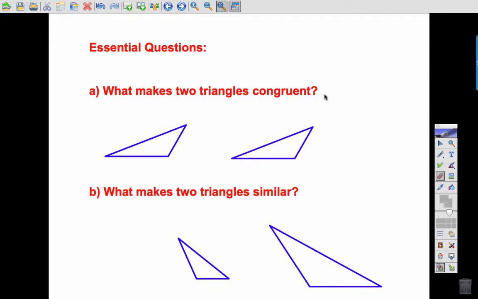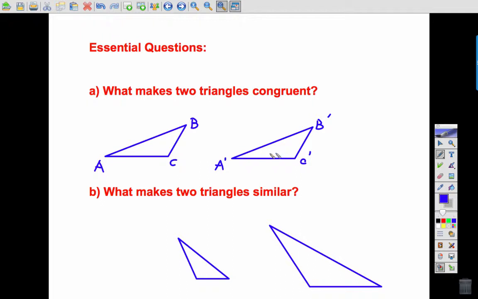This video will cover your textbook 6.4 and 6.5. Let's start out by looking at these two triangles. These are two congruent triangles, triangle ABC and triangle A prime, B prime, and C prime. Now, how do we know that these are congruent?